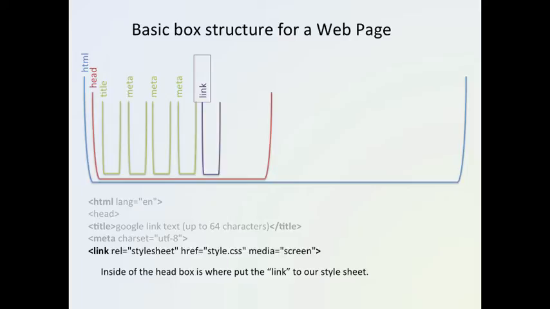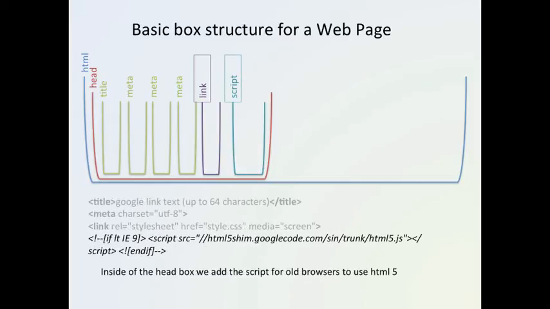And kind of what that does is that link tag actually goes out to the style.css file, or whatever name you've given it, and copies all of those style rules and places them inside that link box. Luckily, all we have to do is just put that link box there, but that's kind of what happens under the scenes. And then we have a script box that we can put in the head box. What the script here does is it just kind of has old browsers use HTML5.